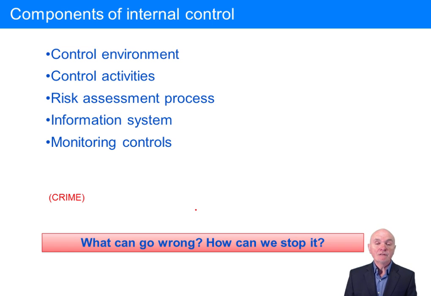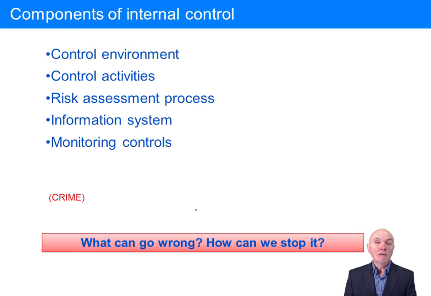Risk assessment processes. The risk assessment process is really saying that no business stands still. Businesses change what they do. And when businesses change what they do, then you have to assess the new risks which arise and think, do I need another internal control to deal with these new transactions? For example, if you begin exporting, then you're maybe going to be receiving foreign currency.